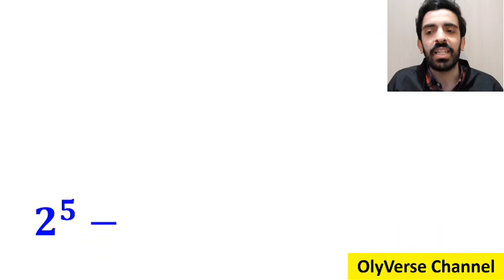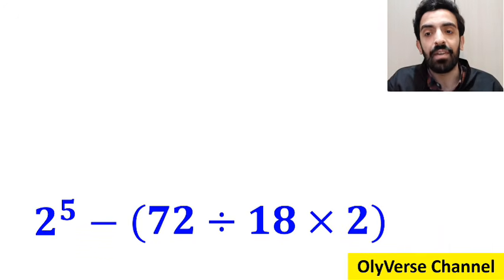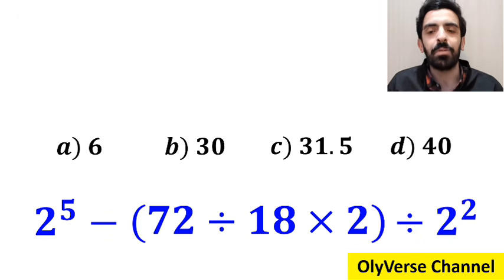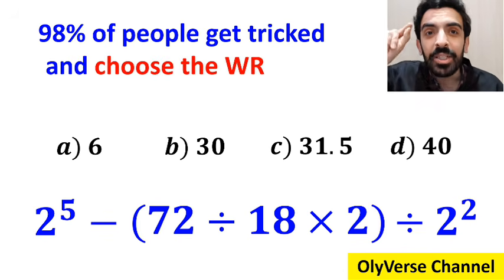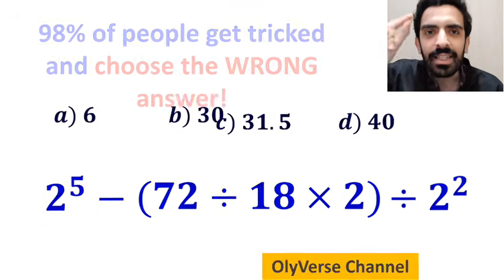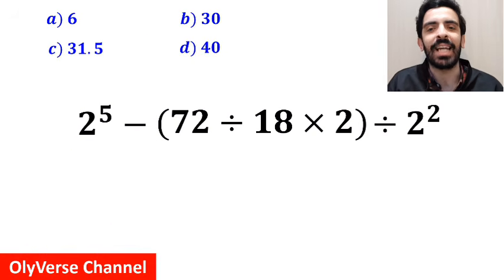What is the value of the expression 2 to the power of 5 minus (72 divided by 18 times 2), then divided by 2 squared? Which option do you think is the correct answer to this question? 98% of people get tricked and choose the wrong answer. Let's dive in and break it down step by step together.